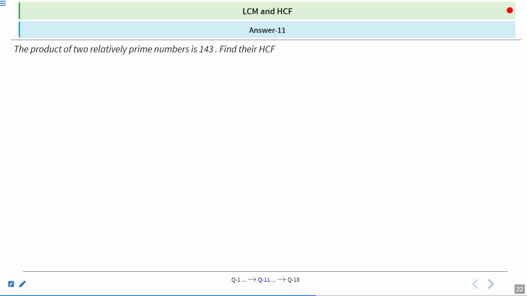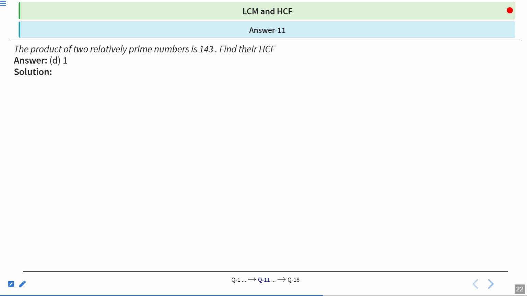So we have to find the HCF, given that the product of two relatively prime numbers is 143. We know that prime numbers are numbers divisible only by 1 and itself. Apart from 1 and itself, there is no number which can divide that number. The correct answer is option D, 1.